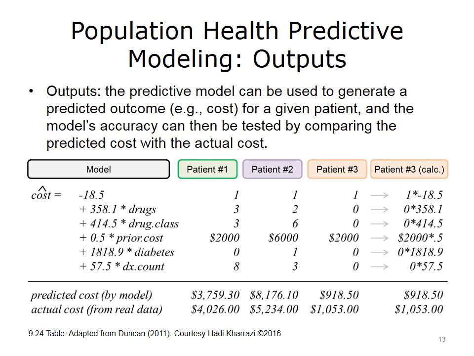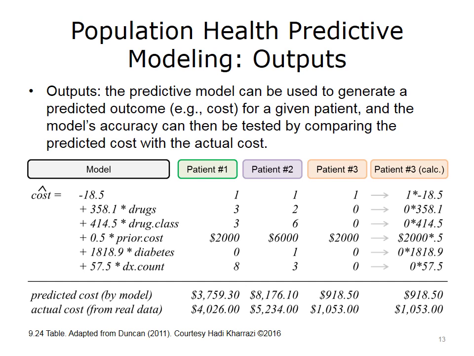This patient does not have any diagnosis and is not taking any drugs, but has had a prior cost from base year of $2,000. Thus, the total predicted cost of this patient is minus 18.5 plus 0.5 multiplied by the patient's prior cost, which is $2,000. Therefore, the total cost for patient 3 is calculated by the model to be $918.50. Calculation steps for patient 1 and 2 are not shown in this figure, but the total predicted cost can be found for each of them.